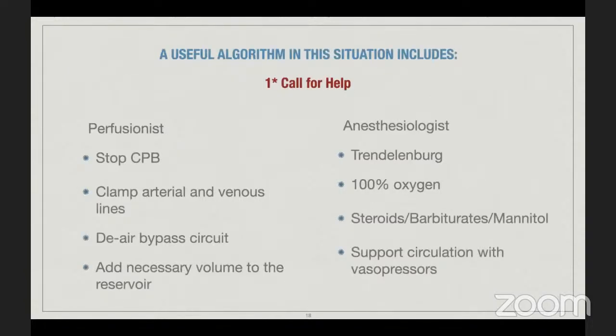So this is a simple algorithm in a situation of air embolism. First, call for help. From the perfusion side, you need to stop the pump, clamp arterial and venous lines, de-air the bypass circuit, and add necessary volume to the reservoir. From the anesthesia side, they need to put the patient in Trendelenburg position, give 100% oxygen, add steroid, barbiturate, and mannitol, and support the circulation with vasopressor.